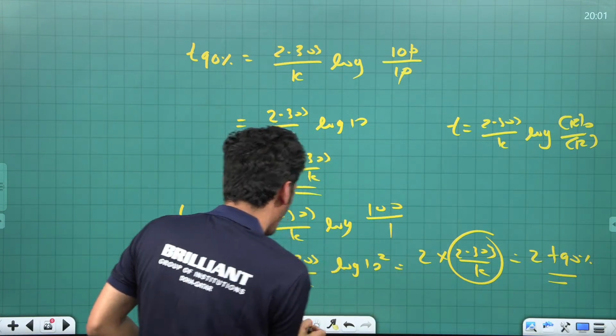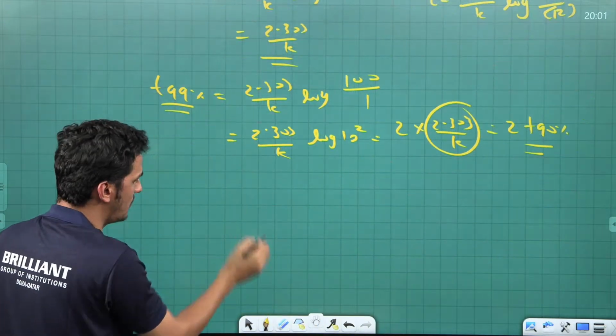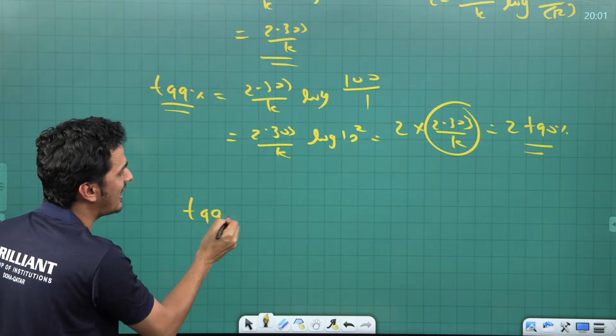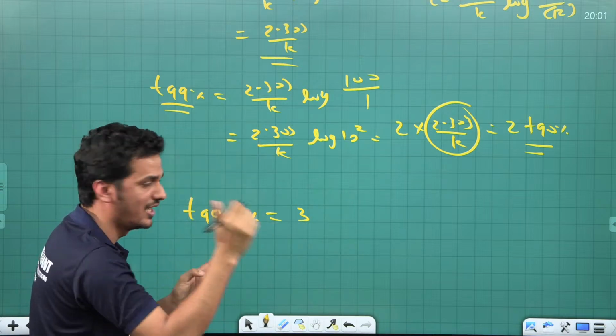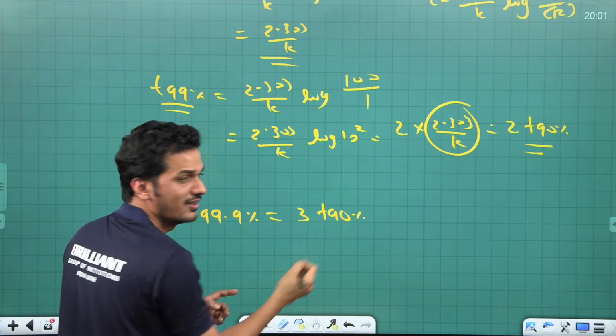If it is T99.9%, it will be 3 times. How many 3s are there? 3. 3 into T90%. Okay.